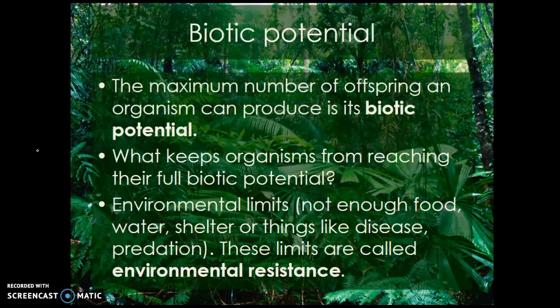So the maximum number of offspring an organism produces is its biotic potential. We're really going to focus on what keeps organisms from reaching their biotic potential. And these are really just environmental limits: how many resources the environment can actually give to the organism, and what the environment pertains to, like disease. And this is called environmental resistance.